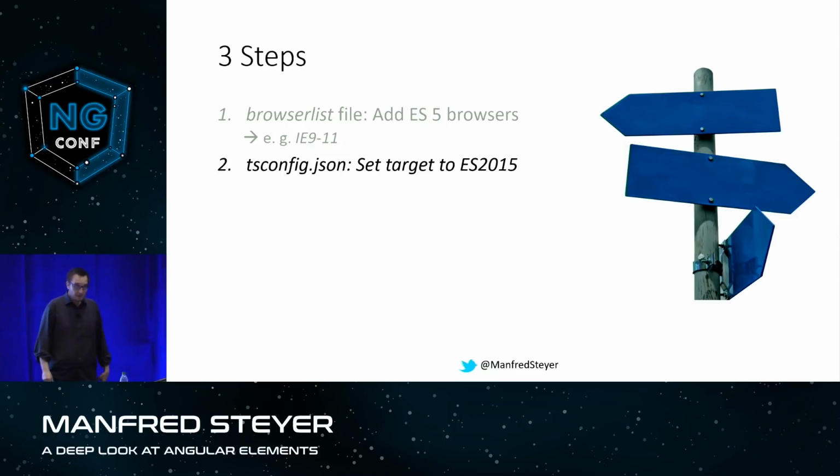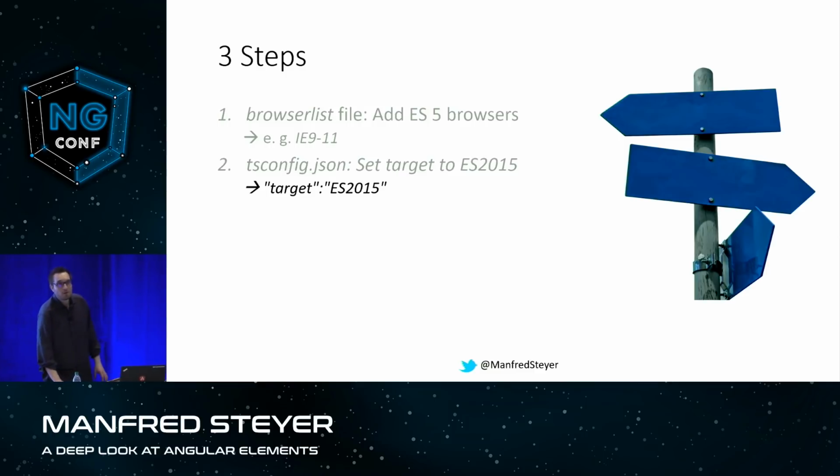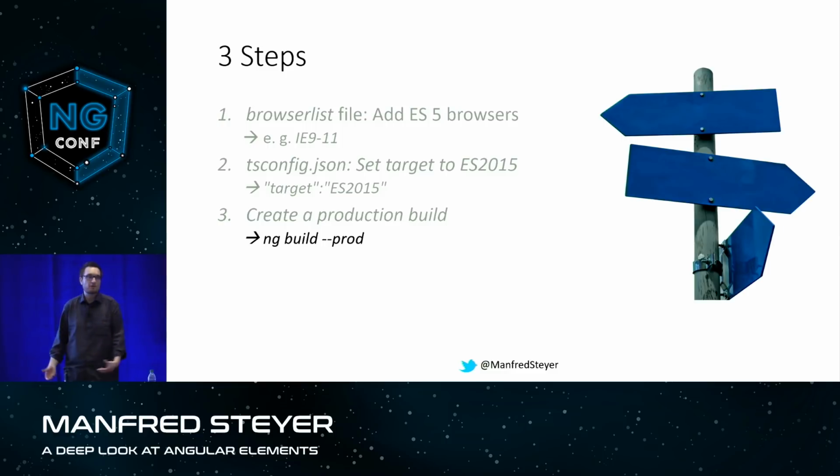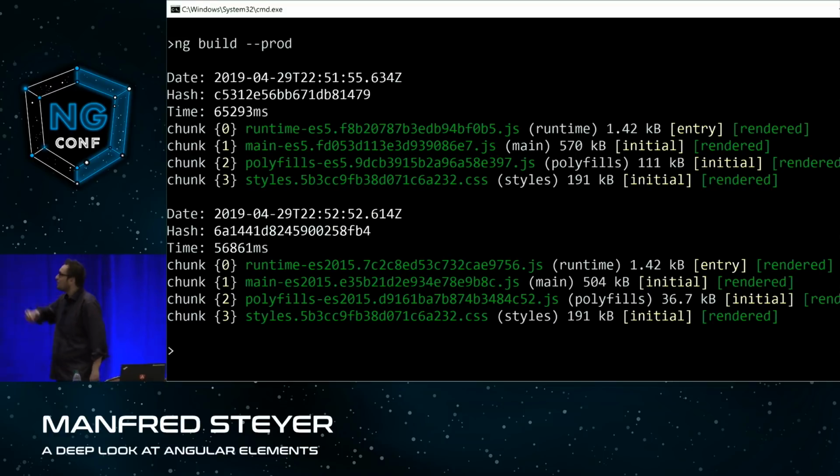The second thing is that you have to put the target in your tsconfig.json to ES 2015. And so you have both the upper bound and the lower bound. The lower bound says IE, which means ES5. The upper bound says ES 2015. And this is enough for the CLI 8 to produce 2 sets of bundles. Everything you need to do is create a production build, ng build --prod, and you will get your bundle sets. Of course, now you are wondering how this looks, and this is what it will look like.